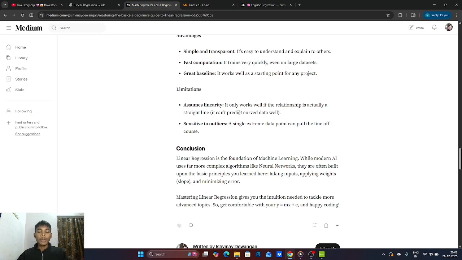So, in conclusion, linear regression is the foundation of advanced machine learning. If you understand the linear regression equation y equals mx plus c, then you are ahead in the journey of machine learning. So that's all for today.